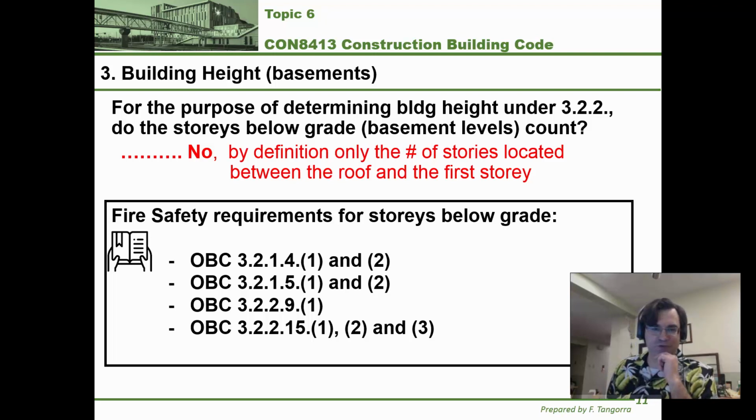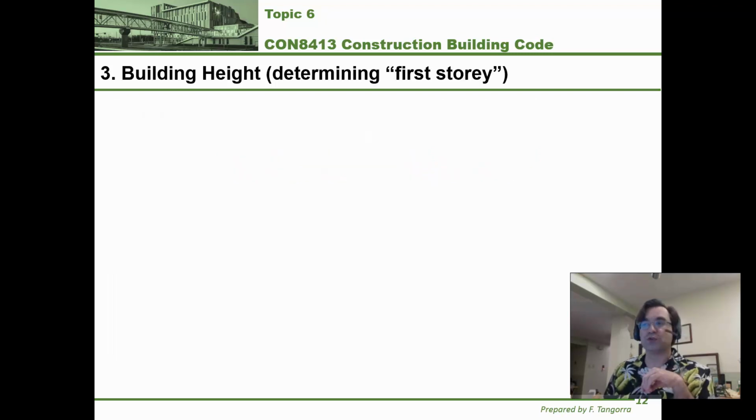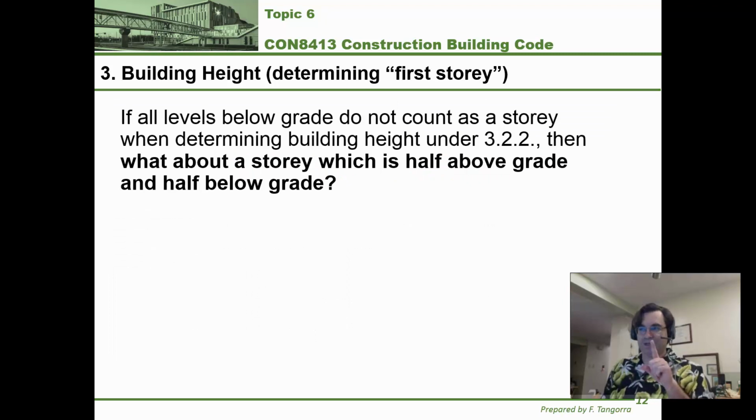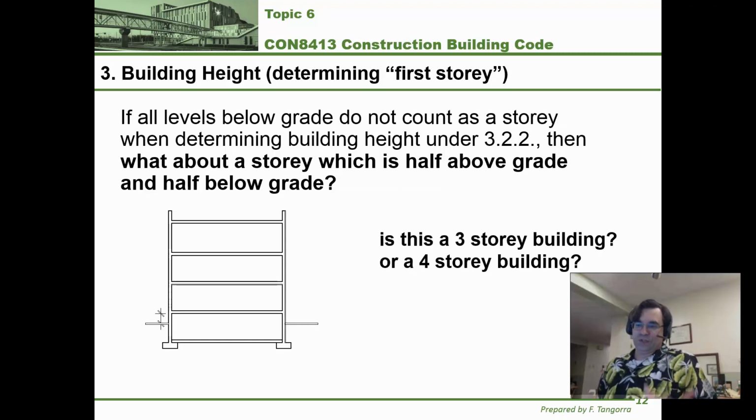Now here's some information for you for fire-related safety features for basement levels. Check them out, read them. They're also linked, they're also shown in your course notes. But going back to basements and first stories, okay? What about a story that's half above grade and half below grade, right? Is that a first story? Is that a basement? So something like this. Is this a 3-story building or is this a 4-story building?